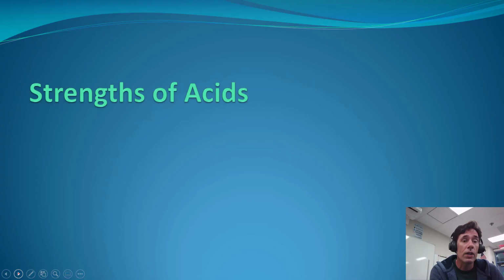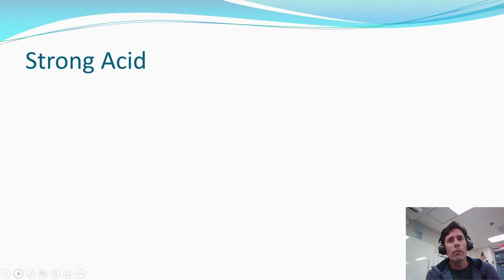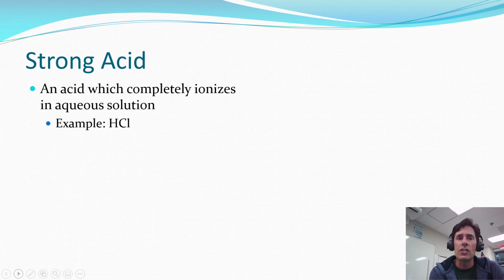One of the things that we can do is look at the strengths of acids. There are varying strengths of acids. They are not all the same. So what we want to first look at is strong acids. Now, there are actually only 7 strong acids, and one of them is HCl. By definition, a strong acid is one that completely ionizes in aqueous solution, meaning all of the hydrogen comes apart from the chloride ion. Everyone got that?